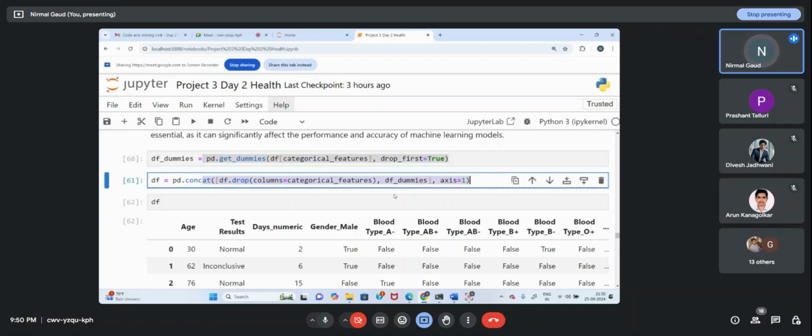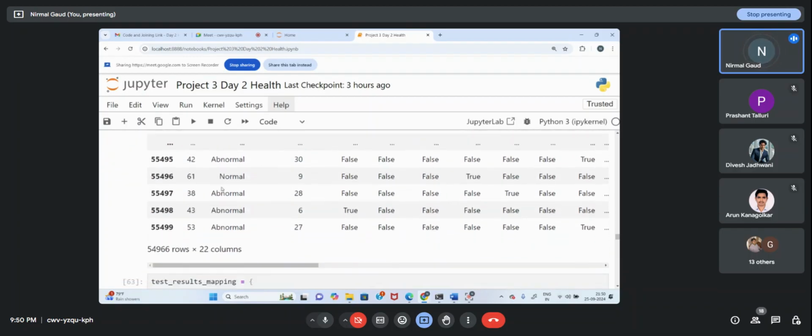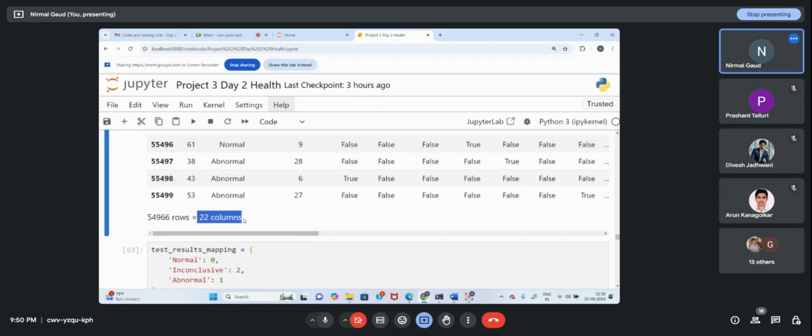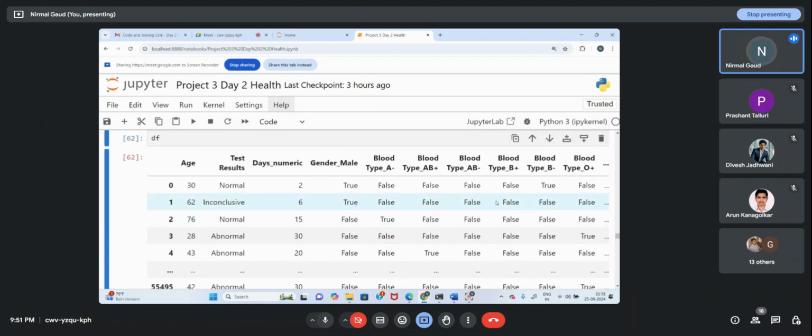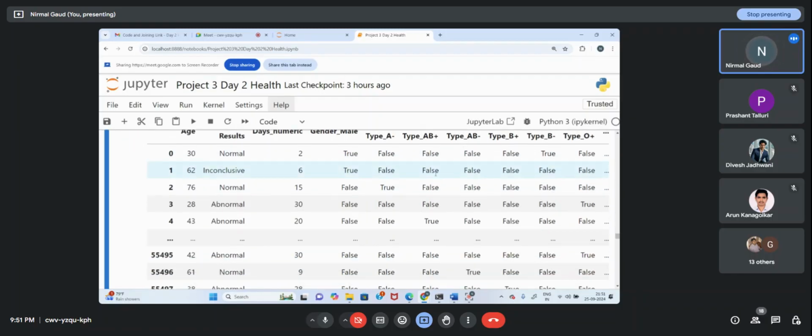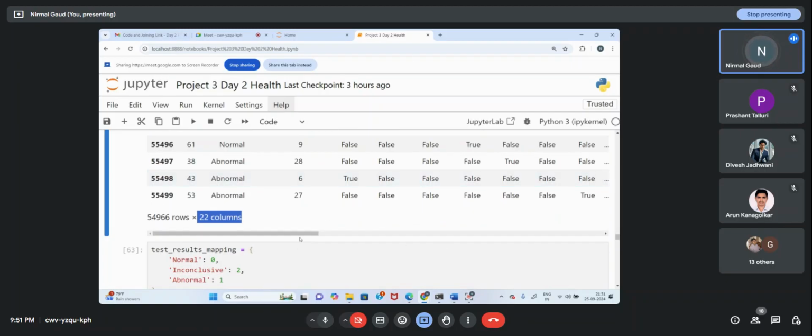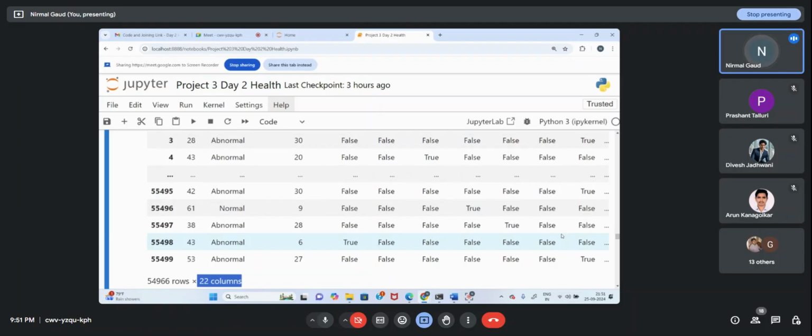After creating the dummies of these features and concatenating them to the original data frame, I got 22 columns only. That's the reason we dropped those columns which don't make any sense for us. Here you can see the true and false, which means the dummies are there. Blood type A minus, blood type AB plus, and all these things. Only 22 columns, so not that much sparsity.